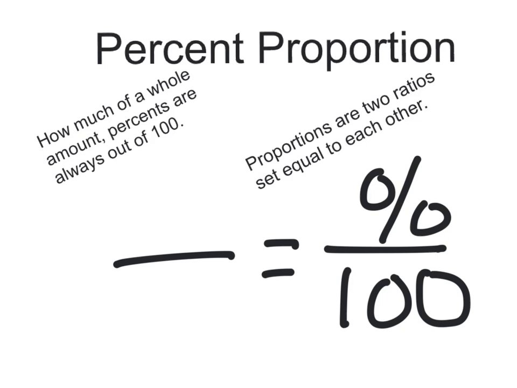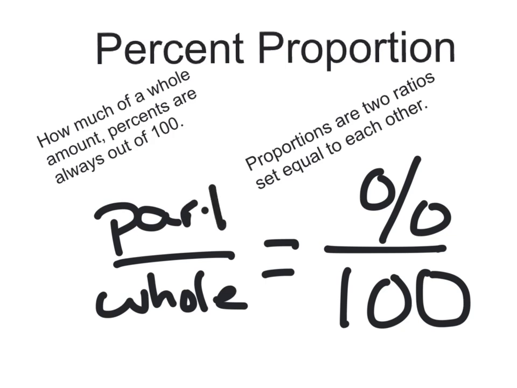If I had a pizza and I have 100% of that, that means I have a whole pizza. Now, what if I had 50% of that pizza? That would represent the part of the pizza that I have left, the part of the whole. So the whole represents 100%. That is the total amount. And the part represents that percentage of the whole. This is our percent proportion.